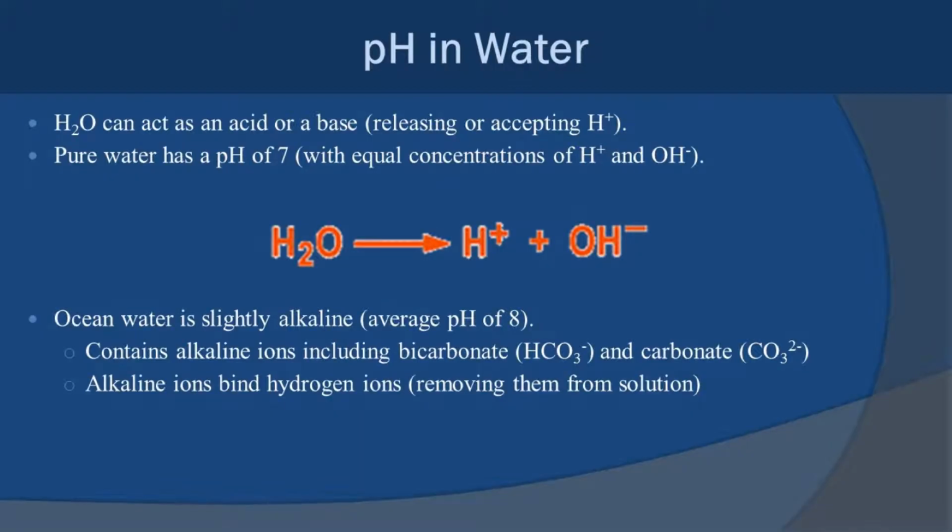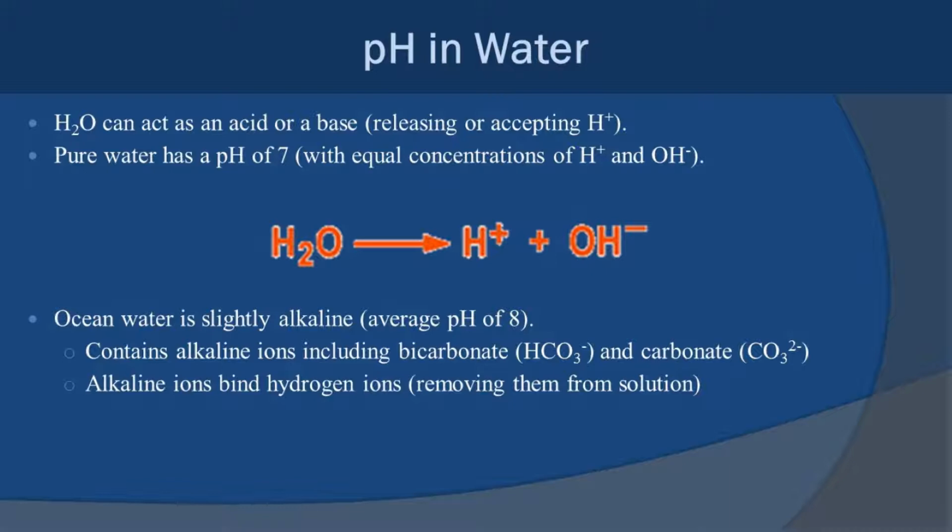Now, water, as we've learned already, is pretty incredible. H2O, water, can act as an acid or a base, releasing or accepting hydrogen ions. Pure water, like we mentioned before, has a pH of about 7, so it's got about equal concentrations of hydrogen ions and hydroxide ions. If you draw this out, H2O dissociates into hydrogen ions and hydroxide ions. Again, that disclaimer, this is a simplification, but it represents pretty well what we're talking about.